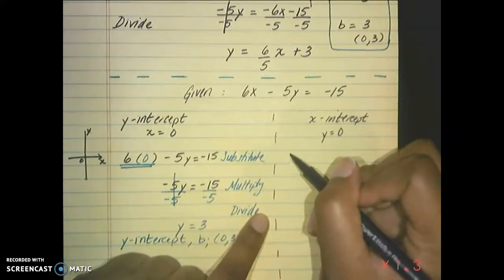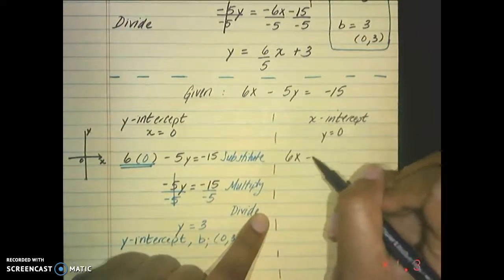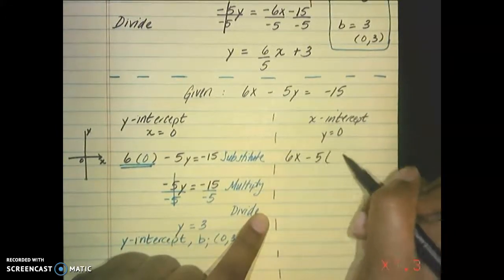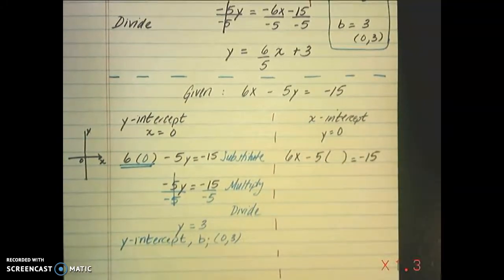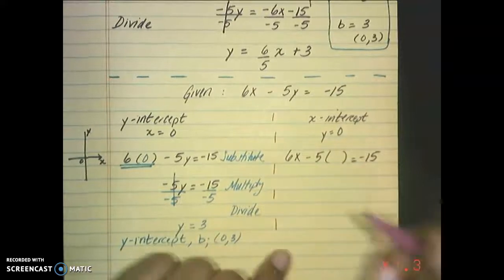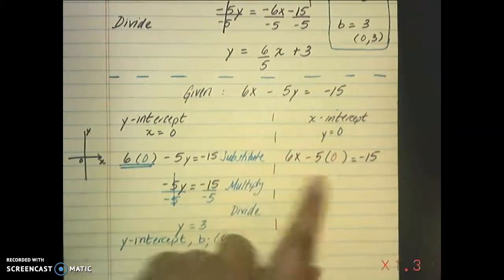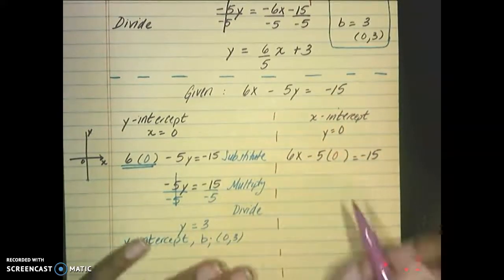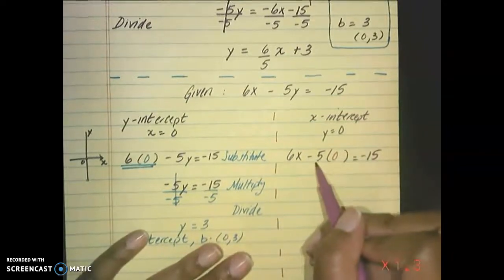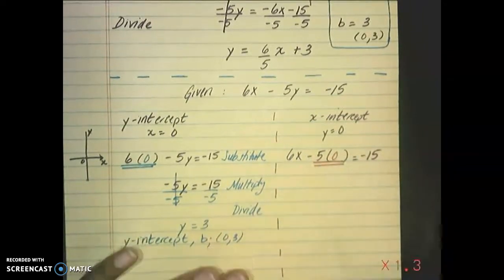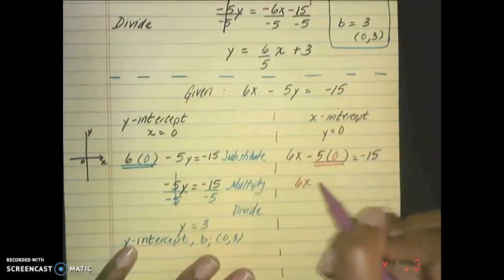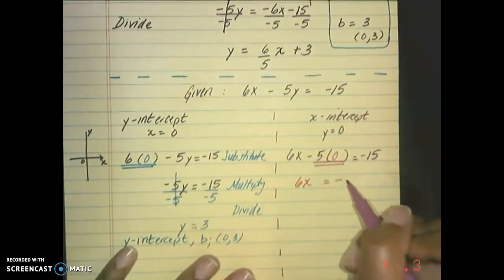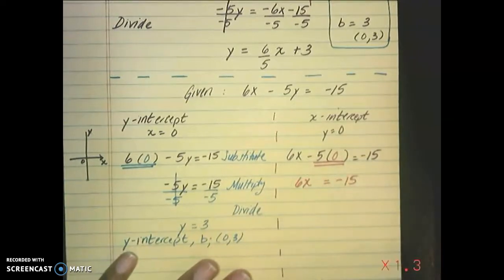I'm going to substitute in 6x minus 5, and in the place of y, I'm going to put a 0, and that's going to equal -15. All right. So I got my 0 here. I substituted it in. No secret there. Then I know that 5 times 0 is 0. So I'm left with 6x equals -15.